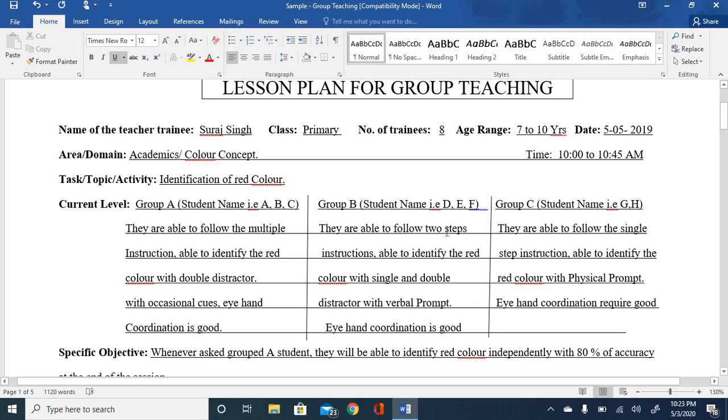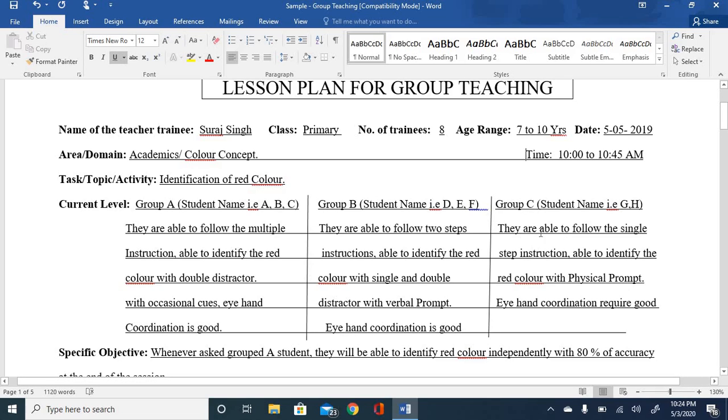But here they are able to follow two-step instructions, whereas here it is multiple instructions. That means they are independent in the instruction, and they are able to identify the red color with single and double distractor. Here he is able to identify the red color with a double distractor with occasional cue, but he is single, double with verbal prompt. And here you can say he is able to identify the red color with physical prompt. That means physical prompt is required. You have to hold the hand and make the child identify the red color.